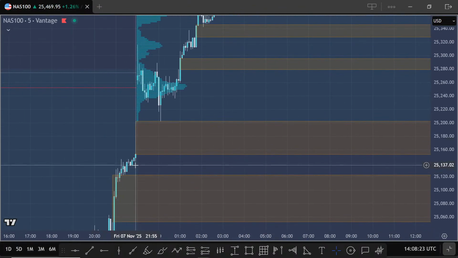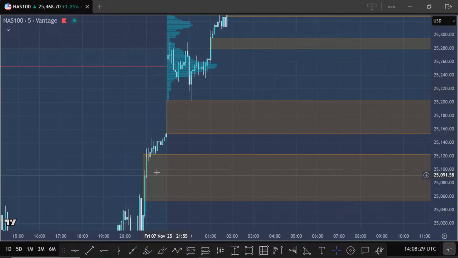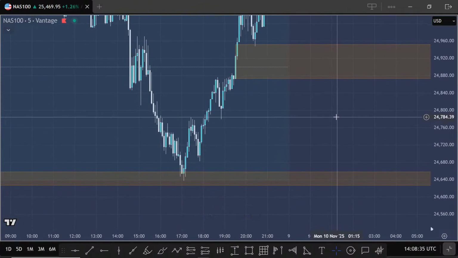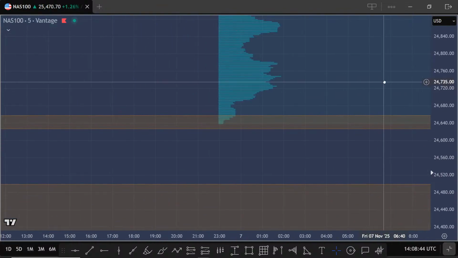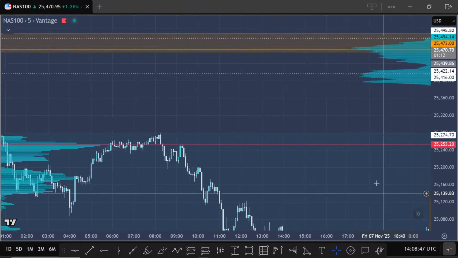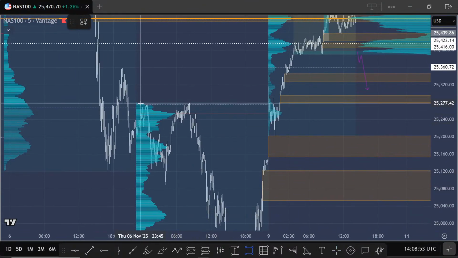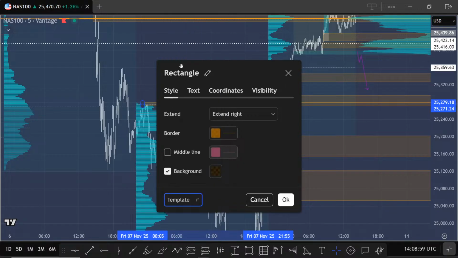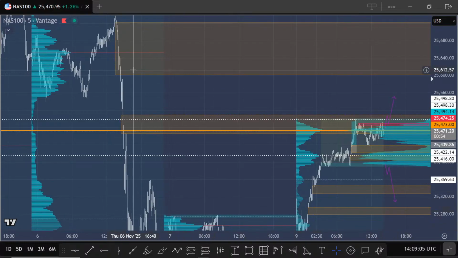Just looking, we've got a gap here from Friday to Sunday. Also had low volume. After we hit this level, this low volume node, and then shot off on a bit of a rebound. Yeah, could go either way from here.